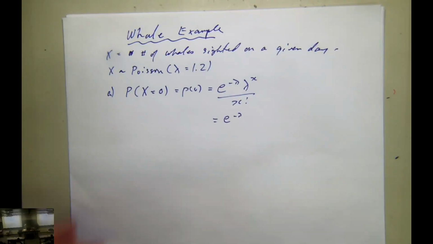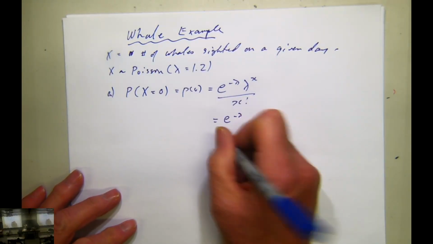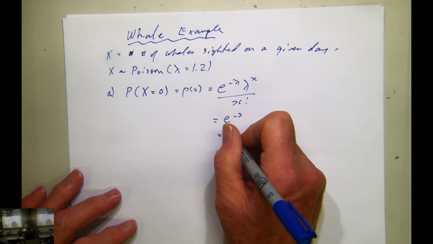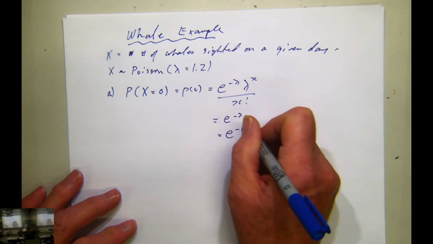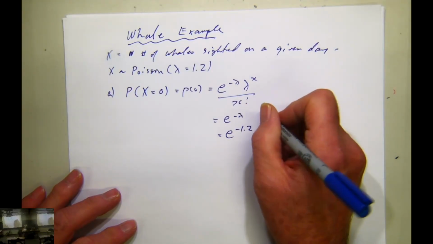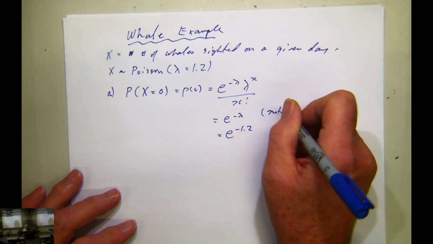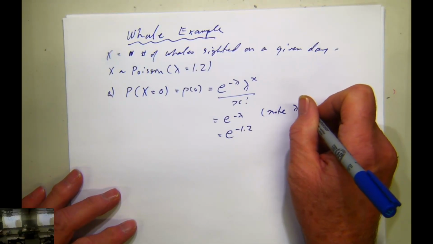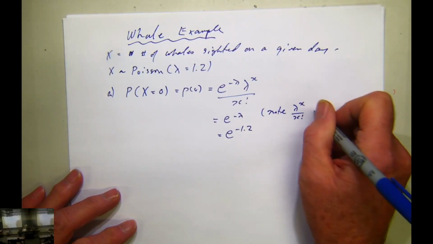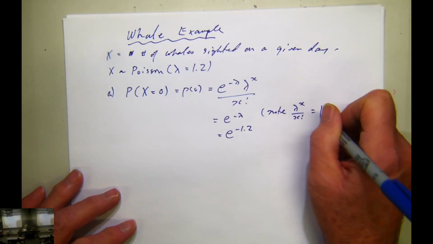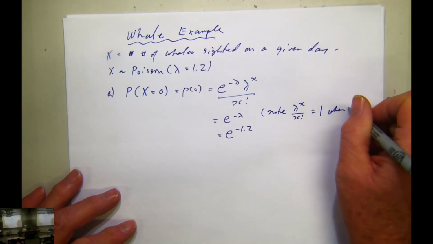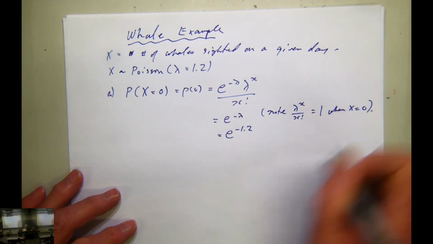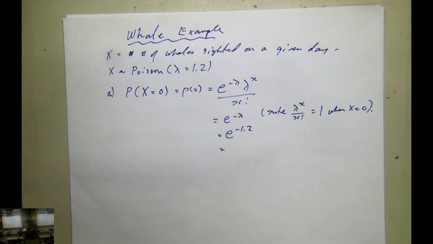And so that is going to be e to the negative 1.2. And I'm just going to note that lambda to the x over x factorial equals 1 when x equals 0. Okay? So you can work out that number.